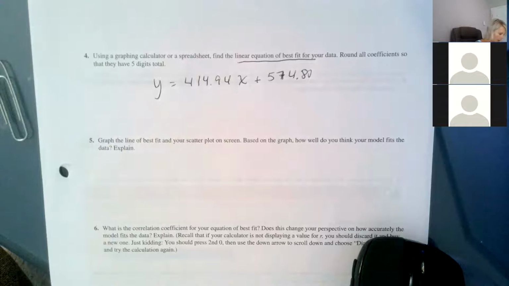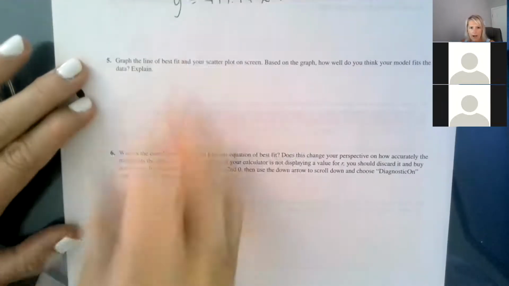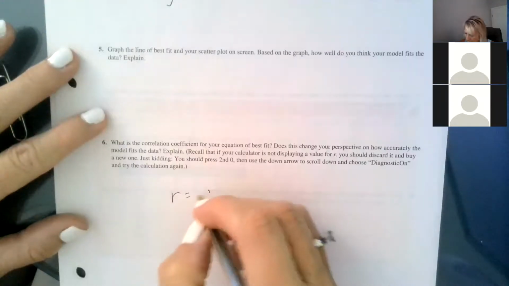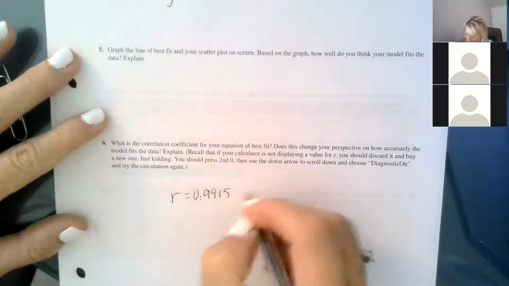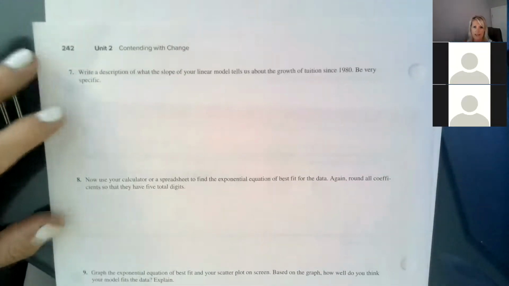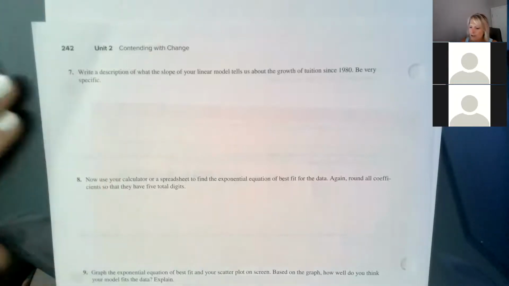we are going to go ahead and say, well, what about, oh wait, let's look at number 7 while we're here. So number 7 says, okay, so we think linear looks pretty good. 5 is looking at the graph. 6 is the correlation coefficient, which we already said is pretty amazing. Okay, and then we go to 7, write a description of what the slope of your linear model tells us about the growth of tuition since 1980. Be very specific. So this is yet another practice for interpreting slope. For lots of students it's a kind of a weird concept, this interpretation. But this is what we need to be able to do from this math class.